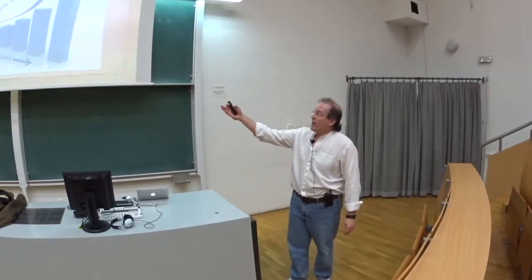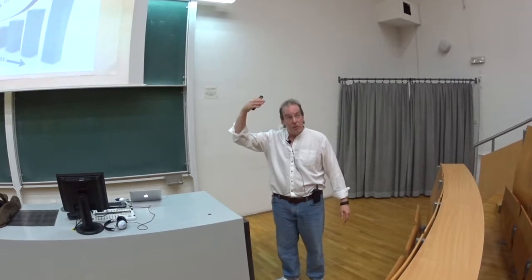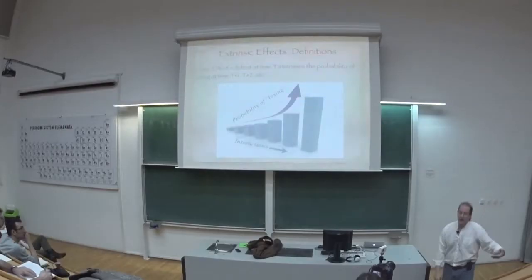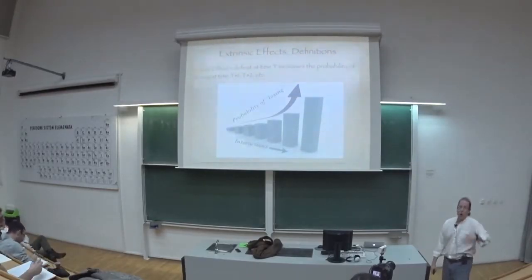So as the number of interactions go up, and as the number of winning interactions go up, your probability of winning goes up. Not just that you win a lot, but your probability of winning changes as a function of having won before. And similarly, we can technically define a loser effect as when you lose a fight at some time t, then at the next time, t plus 1, you're more likely to lose a fight because you lost a fight than if you hadn't just lost a fight. And again, so your probability of losing goes up with your number of losing interactions.